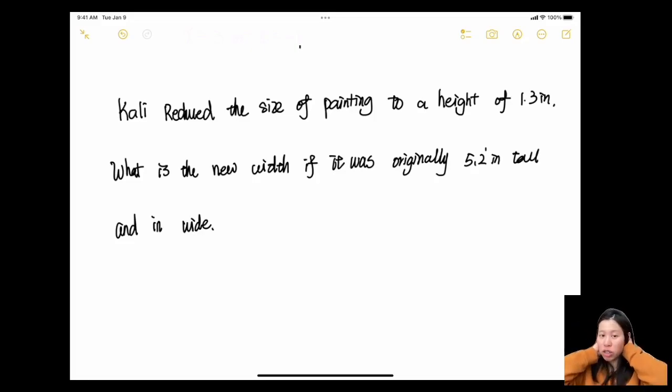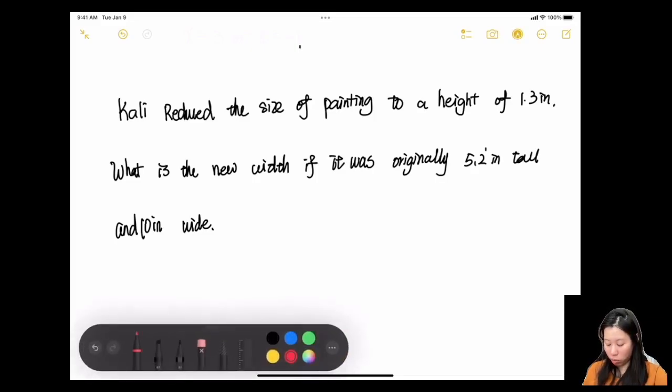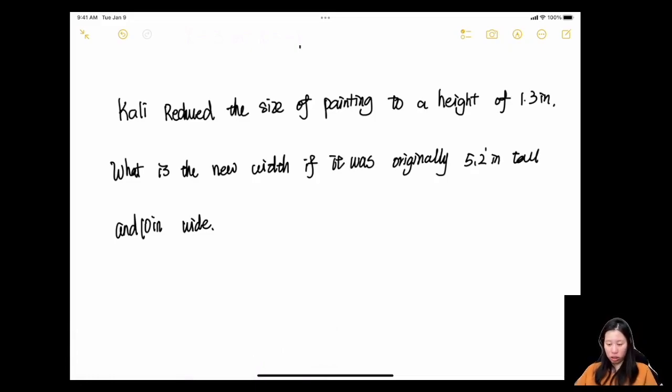Kylie is trying to reduce the size of a painting to a height of 1.3 inches. What is the new width of it, if it was originally 5.2 inches tall and 10 inches in width? Let me write this down. So for a proportion problem, you need to write down the proportion corresponding to what? There are two ways to set up the equation. They will end up with the same answer.